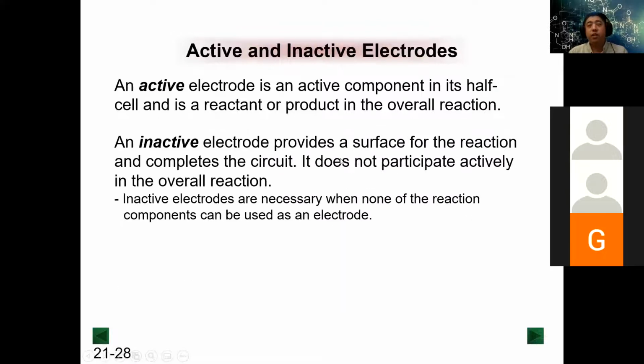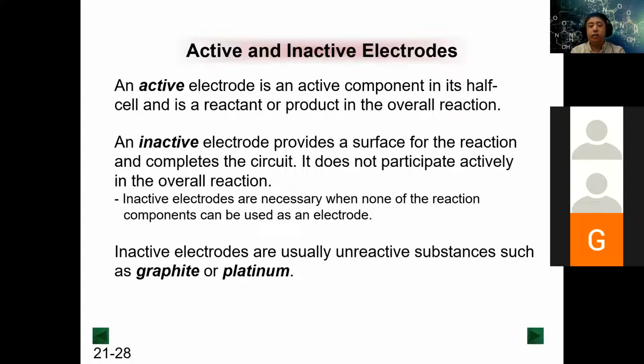So we have additional things such as the active and inactive electrodes. Active electrodes are the ones that you saw before. They participated in the reaction, so a solid zinc bar or a solid copper bar. Those will participate in the reaction. We also have inactive electrodes, where they do not participate in the reaction itself, but they serve as a conduit or function to transfer the electrons. Things that they tend to use are platinum and graphite.